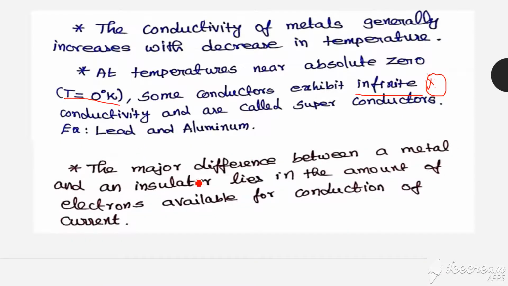The major difference between a metal and an insulator lies in the amount of electrons available for conduction of current. In a conductor a large number of electrons are available, while in an insulator very few electrons are available for conduction of current. Normally current is classified into two cases: convection current and conduction current.